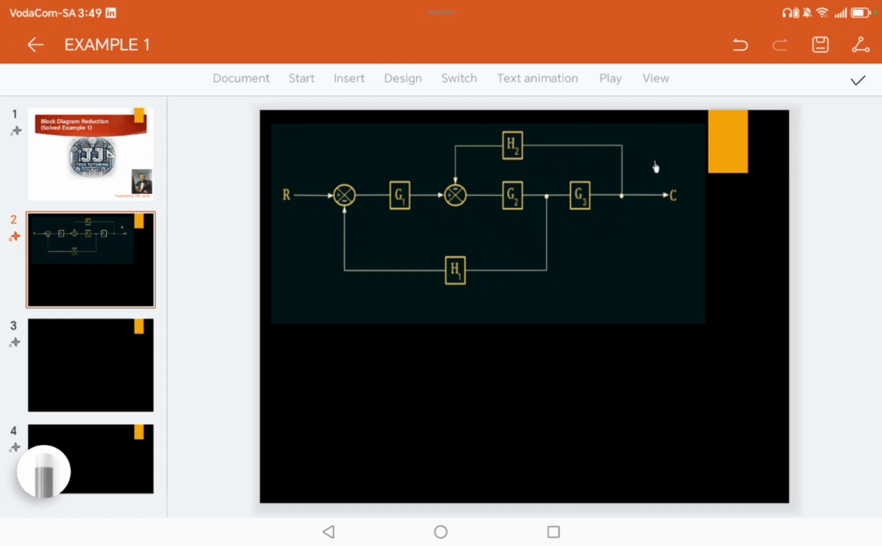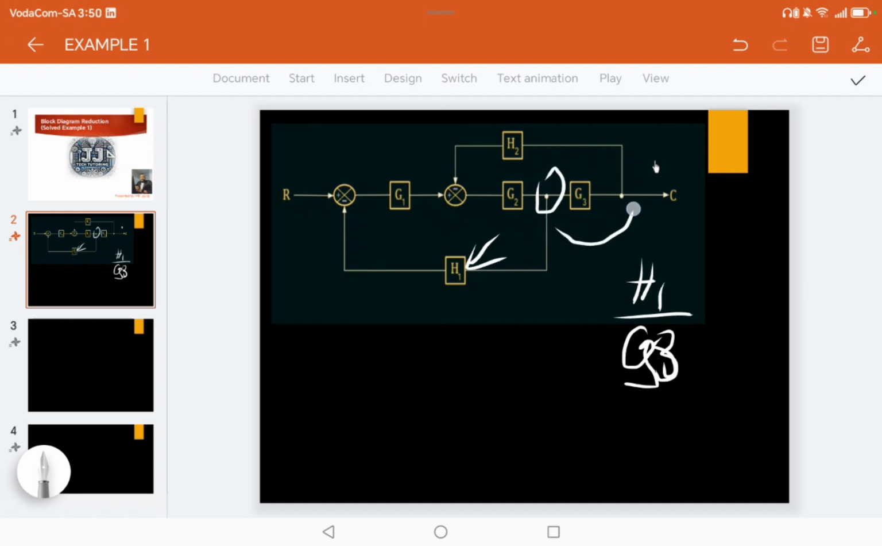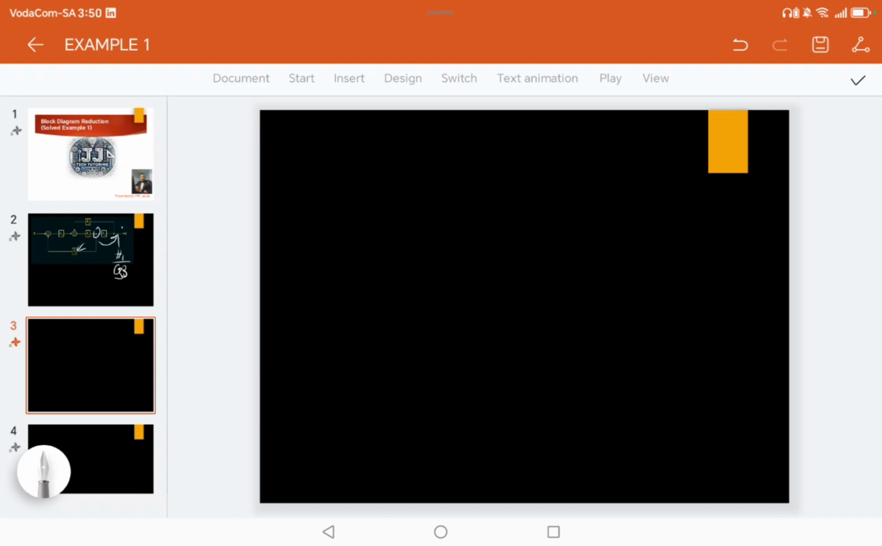Now, number one, I'm going to start with the shifting. When I do the shifting, I'm going to say H1 divided by G3. So in here, it will be H1 divided by G3, because this would have shifted to this. Now, let us redraw it.